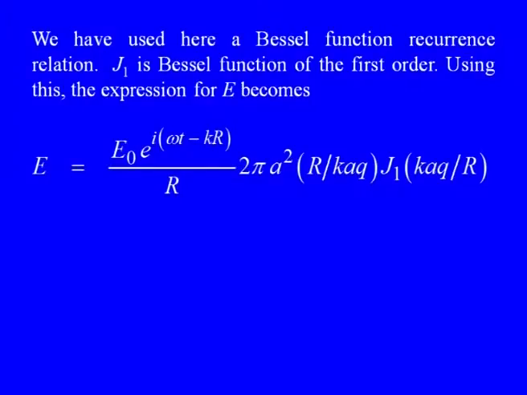All right. Using this expression for E, now we have E is equal to E naught e to the power of I omega t minus k r as before divided by r multiplied by 2 pi a naught a square into r upon k a q into j 1 of k a q upon r. Remember, this pi a square is the area of the aperture.